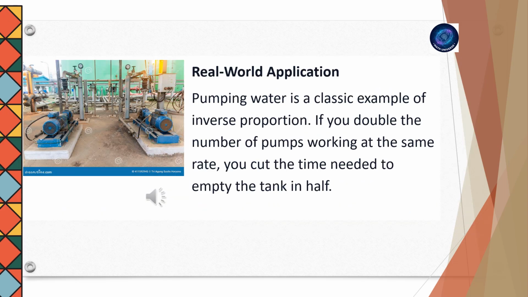Let's see some examples in real-world application, pumps. In pumping water, doubling the number of pumps halves the time needed to empty the tank. This is a classic example of inverse proportion in daily life.